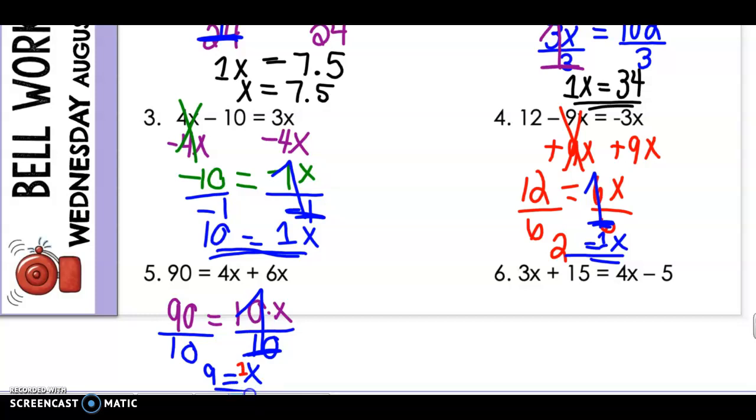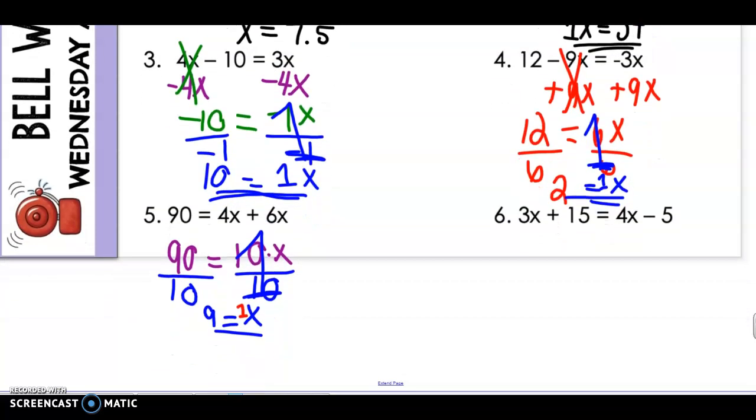Last problem, number 6. 3x plus 15 equals 4x minus 5. So first, let's get all of our x's on one side. You might be like, do I move the 3x over or the 4x over? I would normally move the smaller quantity. So 3 is smaller than 4, so let's subtract 3x from both sides. Now these 3 x's cancel each other out.